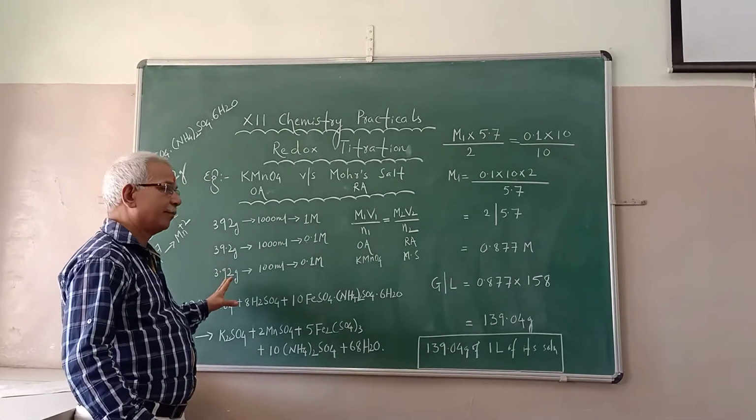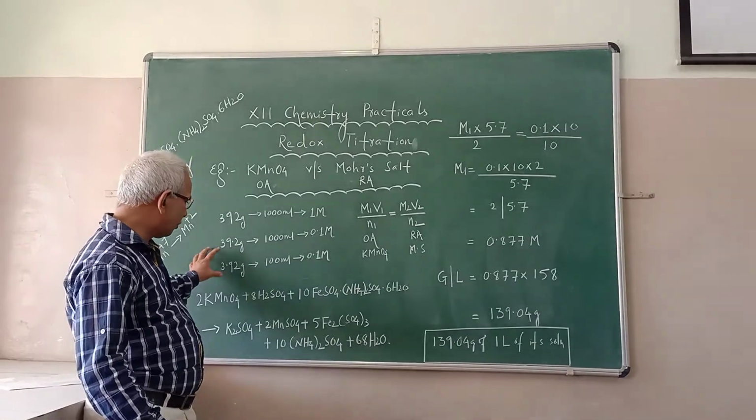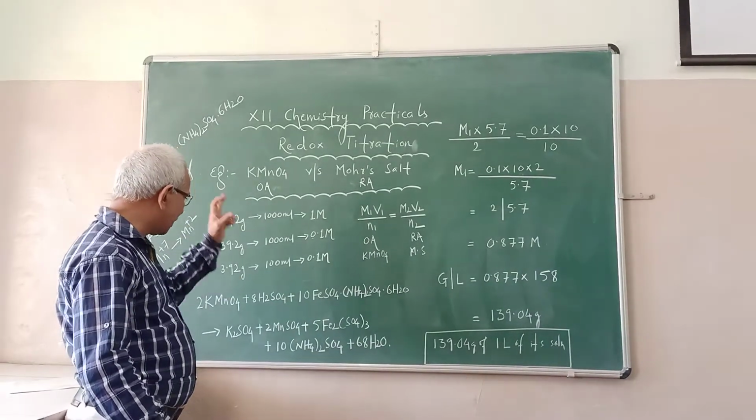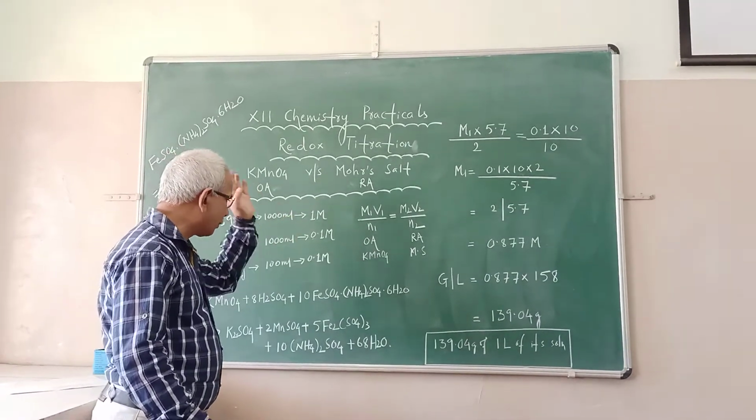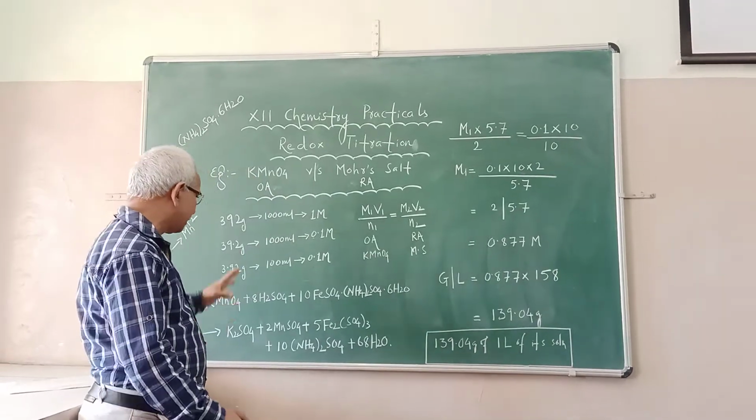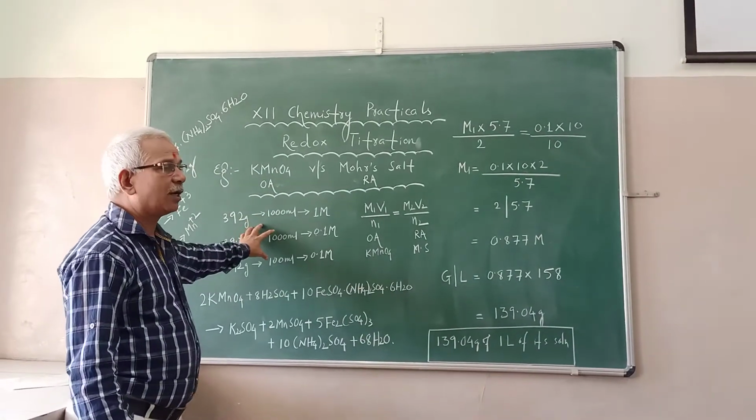This is only what I have done today. This part I have avoided. So take 3.92 gram in 100 ml of solution. That will give you the 0.1 M Mohr's salt. This is the chemical equation. This is called the classical method.